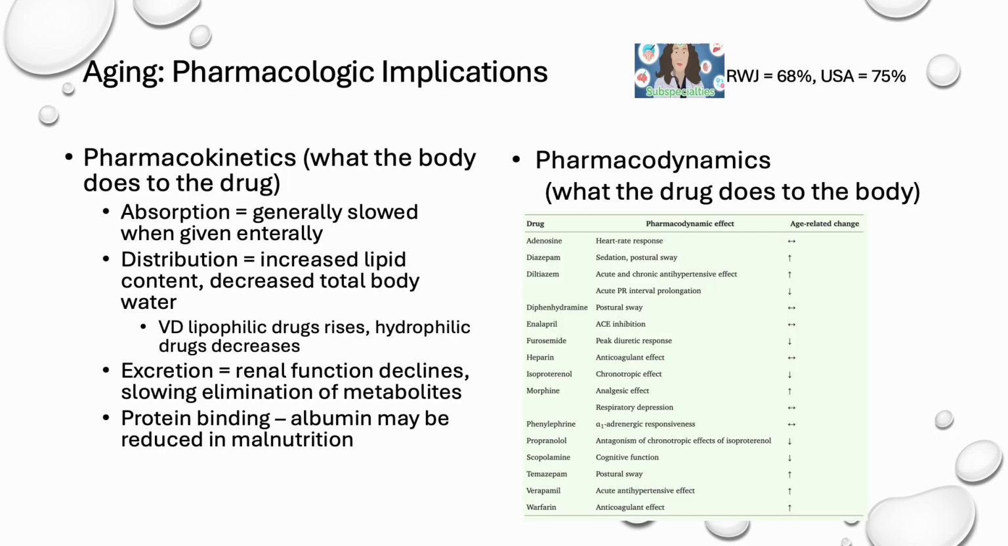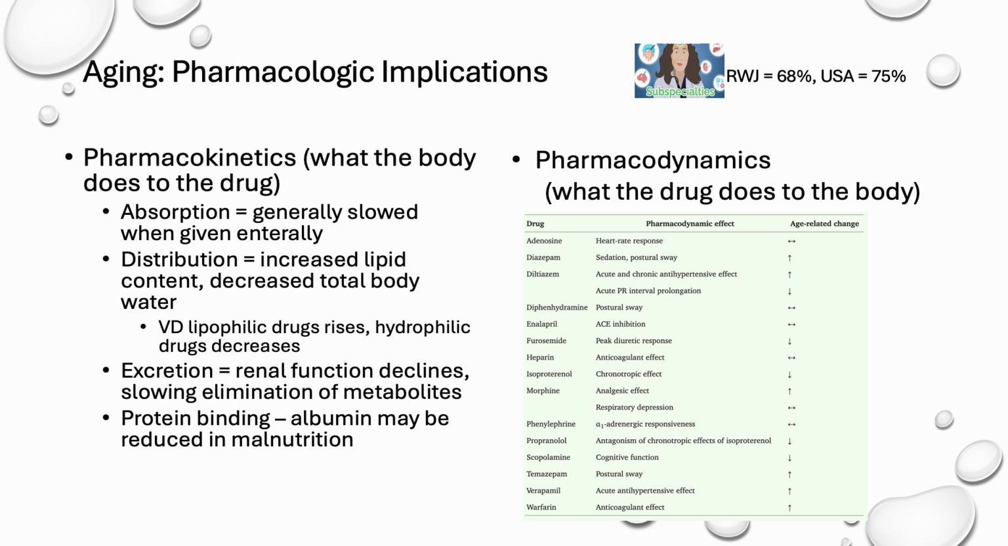Our next keyword is pharmacologic implications of aging. It's often easiest to break down anything having to do with pharmacology into pharmacokinetics and pharmacodynamics. Of course, pharmacokinetics describes what the body does to the drug, whereas pharmacodynamics describes what the drug does to the body. So looking at pharmacokinetics, as we age, absorption tends to decrease.